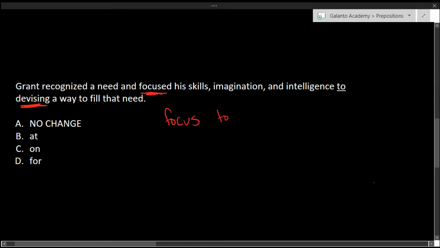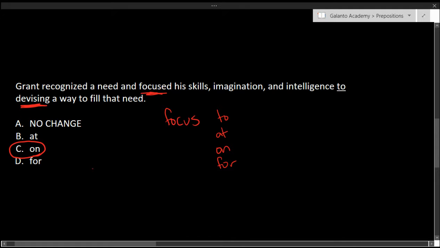you can say, well, do you focus to something? Do you focus to devising? Do you focus at something? Do you focus on something? Or do you focus for something? So clearly, when we make it a little bit easier to understand by taking out the extra information and recognizing which two words or things that this preposition is connecting, we can use our own background with using prepositions to know that we would focus on something and that would be our best choice.